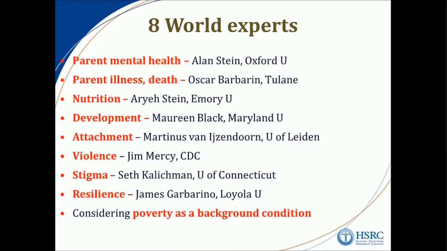what can we say about HIV? And you'll see the names here: Alan Stein at Oxford, Oscar Barberin, Ari Stein, Maureen Black, Marinus van Eisendorm, Jim Mercy, Seth Kultzman, and James Garbarino. All were asked to come in, and they all agreed. These are really some of the top people in this field, and we were very fortunate to have them reflect on these issues and consider what the impact would be. If you recall the paper that was published on this that I put on an earlier slide, there are far more authors than that, because these people kindly brought in a number of their colleagues and really entered into this process wholeheartedly and gave us a real detailed reflection.